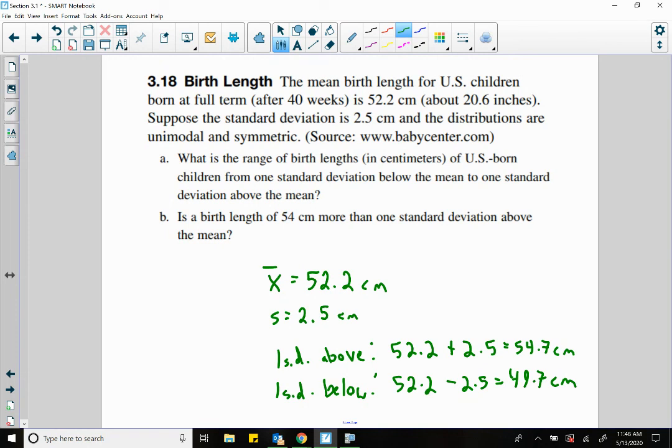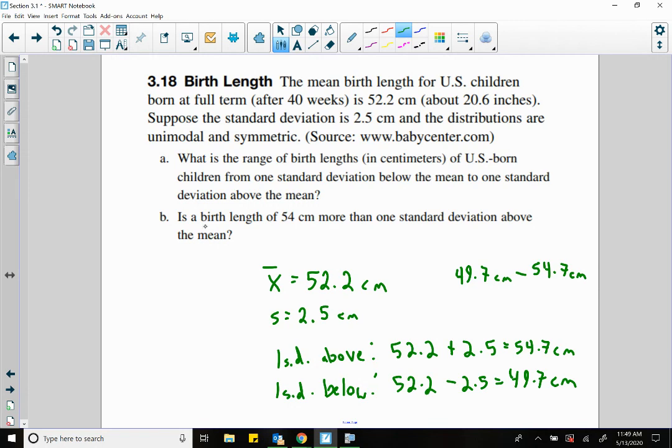So what we now know is that between 49.7 centimeters and 54.7 centimeters, that's 66% of my data. About 2/3 of my data is between these two values. So there's our first piece that they wanted. What's the range? It's from 49.7 centimeters to 54.7 centimeters.